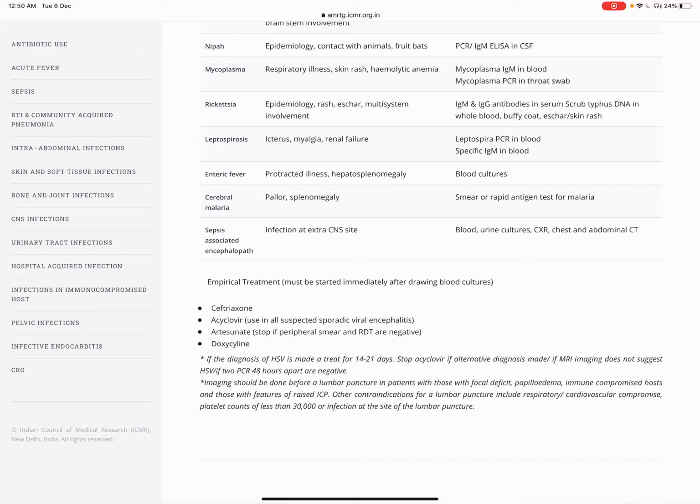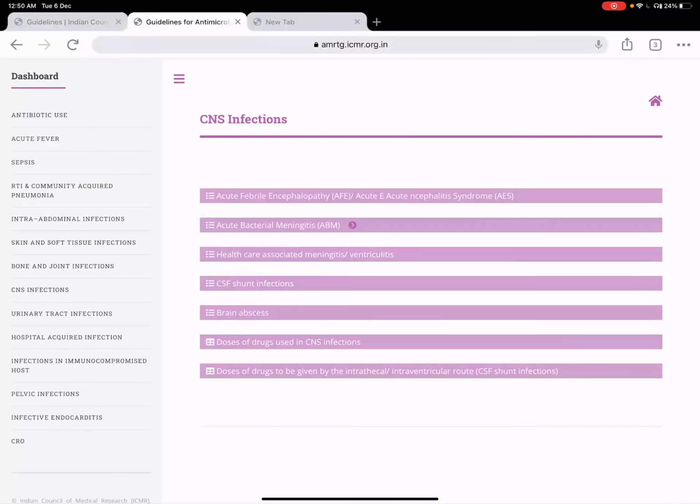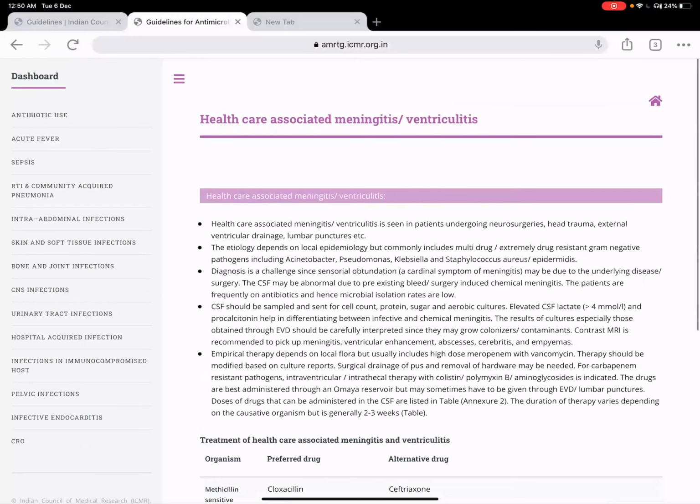So for all patients coming with suspected meningitis, we have to start artesunate. In our setup now, in Madras Medical College, we used to give it. Here it is not given usually. We use it there because malaria is very common there. Yes, based on the local circumstances.